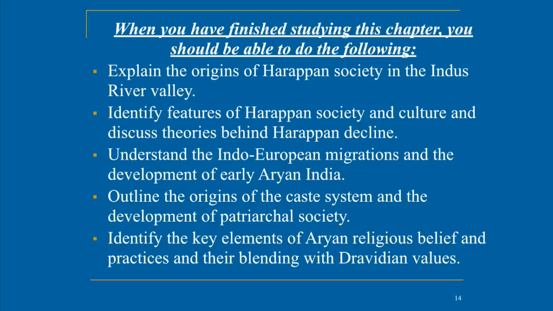So we made it to the end. When you finish studying this chapter, you should be able to do the following. Explain the origins of Harappan society in the Indus River Valley. Where'd they come from? Why are they there? What are they doing? Kind of give me an outline of that. Next, identify the features of Harappan society and culture and discuss theories behind Harappan decline. What do we think happened to them? And what were some of the things that they did that was so influential?